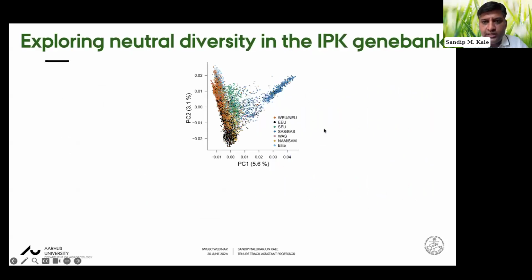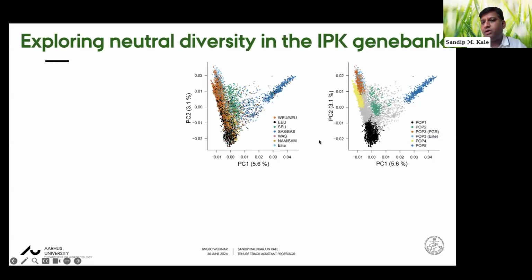Secondly, we used these SNPs to study the neutral diversity present in the 9,000 accessions. We first conducted principal component analysis, and as you can see, the first principal component separates the accessions from South Asia and Europe, while the second principal component separates accessions from East Europe and West Europe. We also found that accessions from North America clustered close to the East European accessions, which also relates to their history of breeding and the involvement of European accessions in the American breeding program.